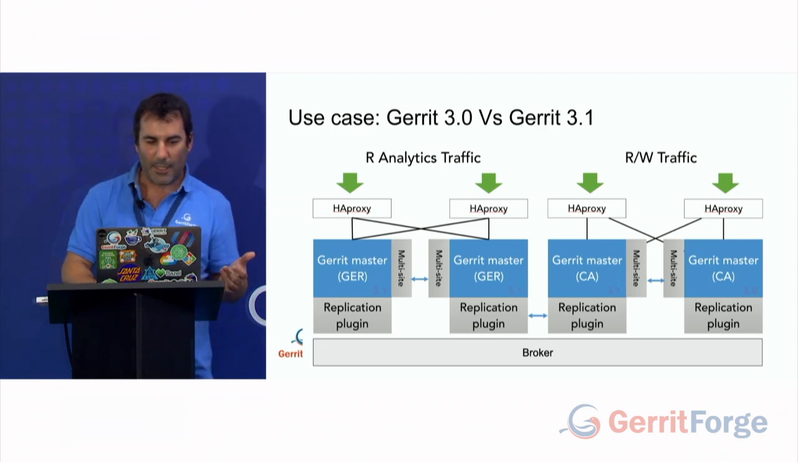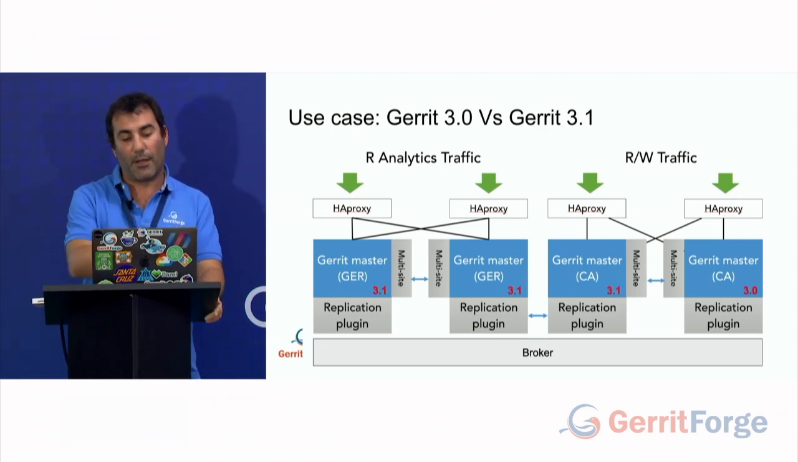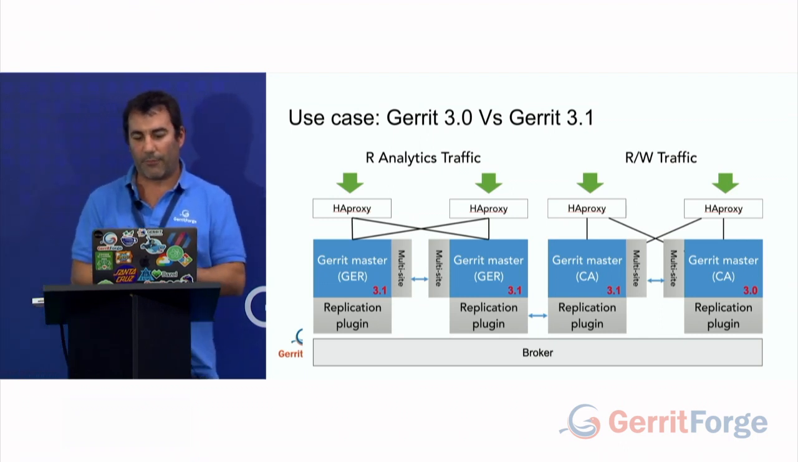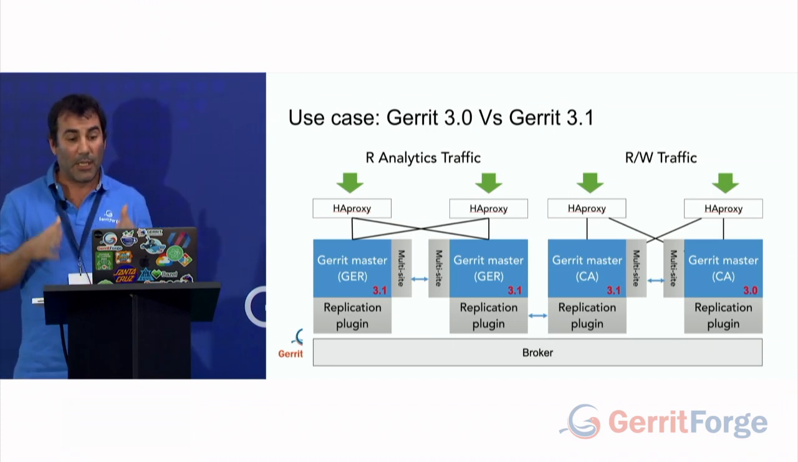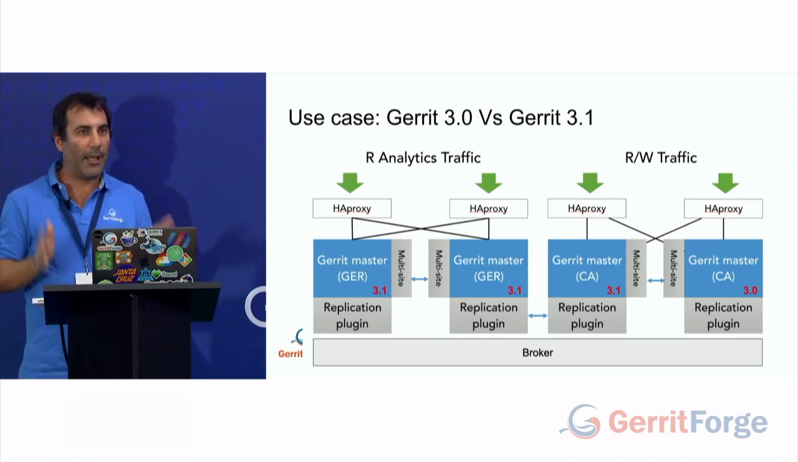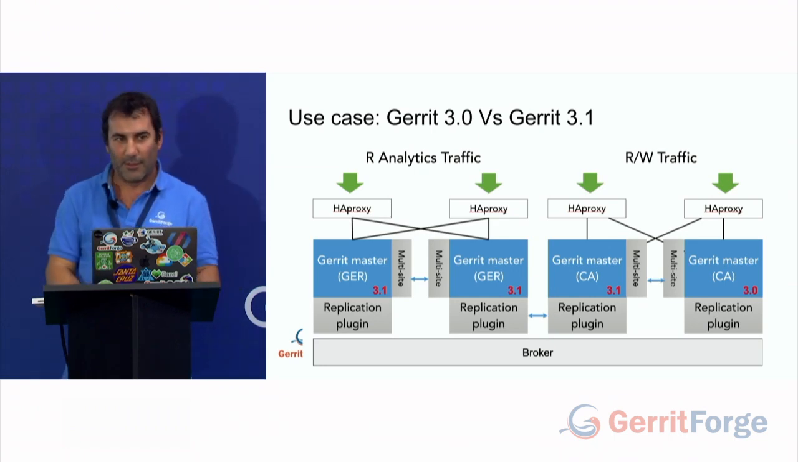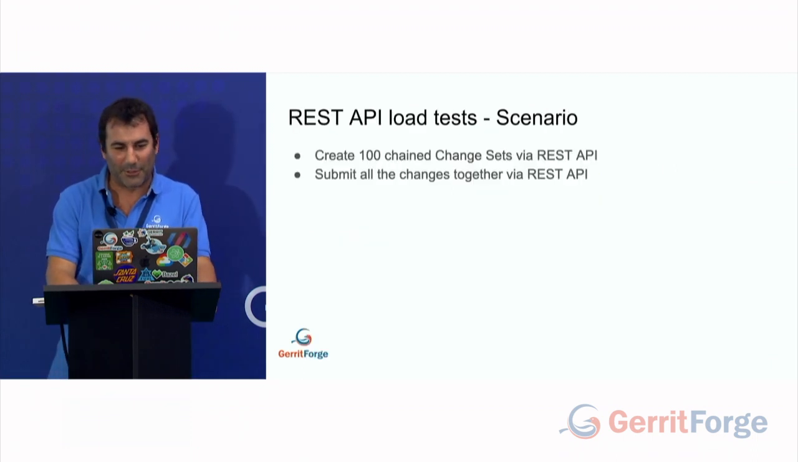So what we did, as soon as we released 3.1, we upgraded three other servers to version 3.1, and we left just one on version 3.0. So that we can test basically the two versions in production, which is the closest you can get to having a test in production.